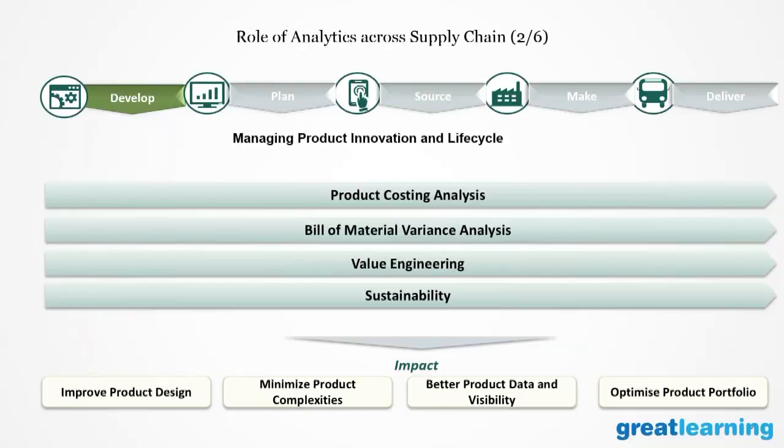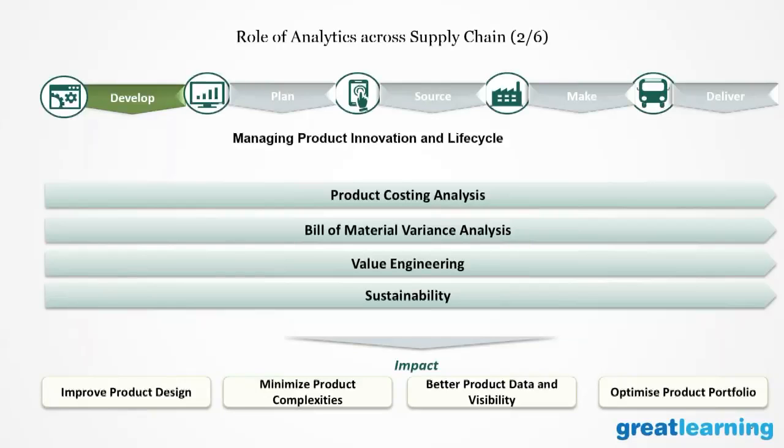So if you look at the first element, it is basically developing a product. This is mainly around the first phase of product design and development. How do you manage the overall life cycle of a product? Here, the kind of work that analytics does is firstly around product costing analysis. So basically understanding the different costs associated with manufacturing that product and running analytics in terms of what if you change a different type of grade.